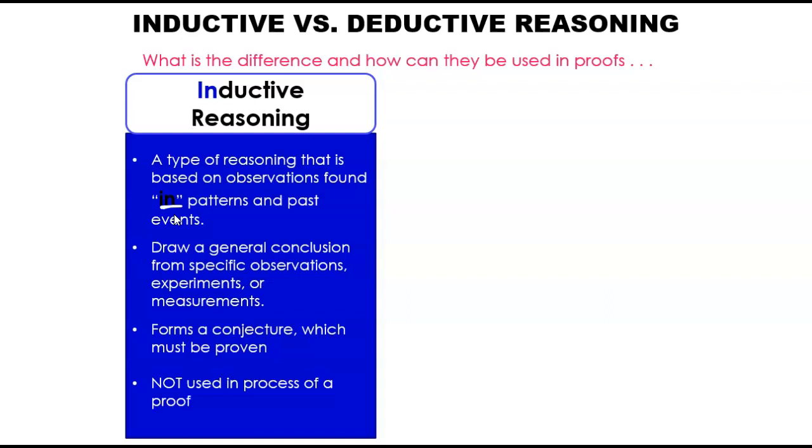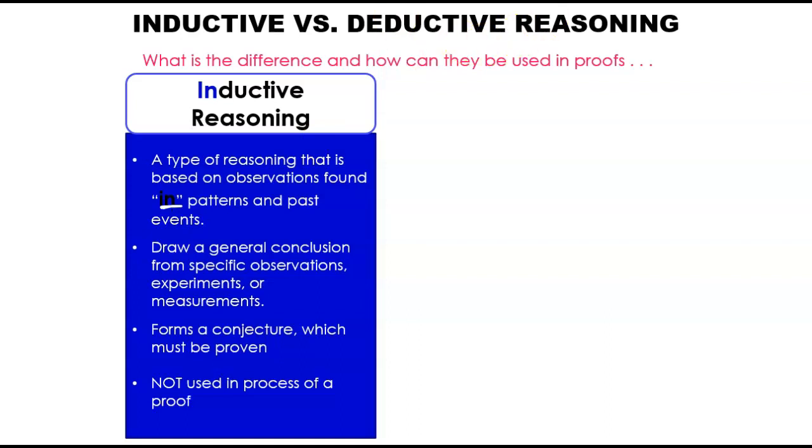So inductive is at the beginning, and it helps us form the ideas. You do not use it in proofs, and we're going to talk about what proofs are, but you don't use it to defend something or to justify it. You use inductive reasoning to direct you in the direction of where you're going.